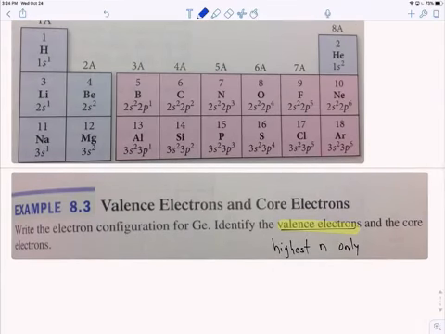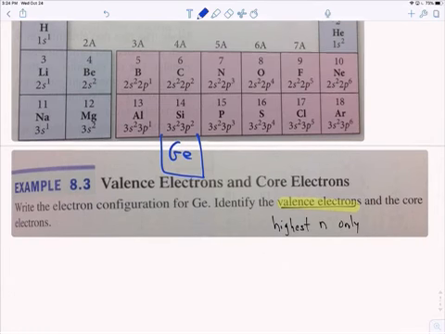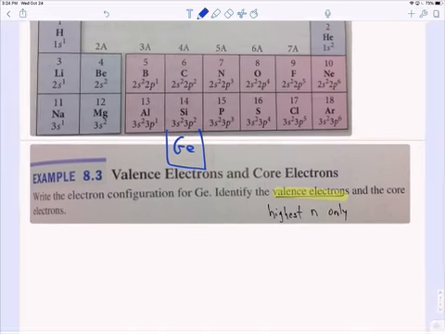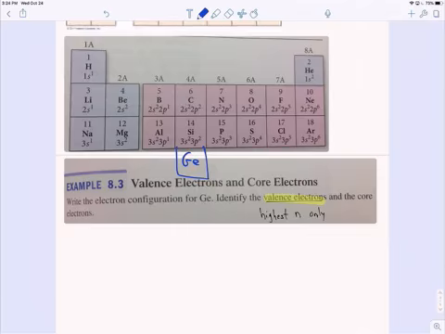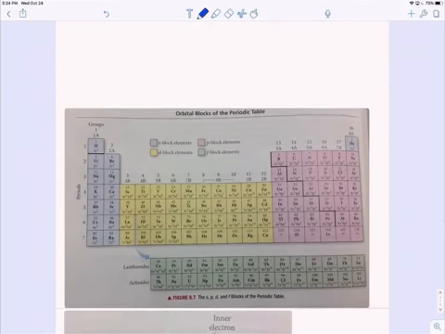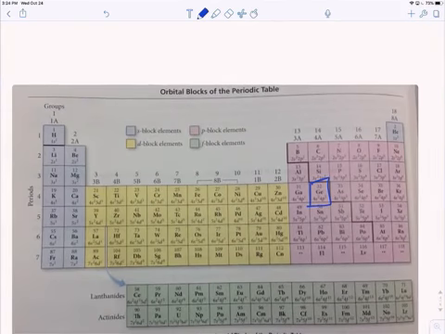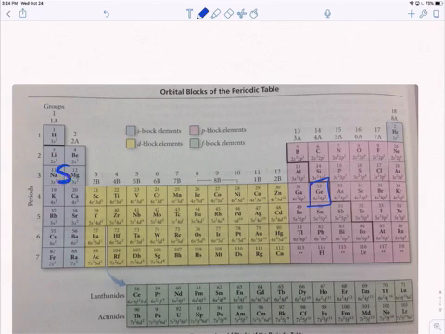Identify the electronic configuration for germanium. Germanium is right here under silicon. Identify the valence electrons. I guess I'm jumping ahead. You can tell from the periodic table, and here is germanium right here. So these right here are the s orbitals. These are the p orbitals. These are the d orbitals. These are the f orbitals.